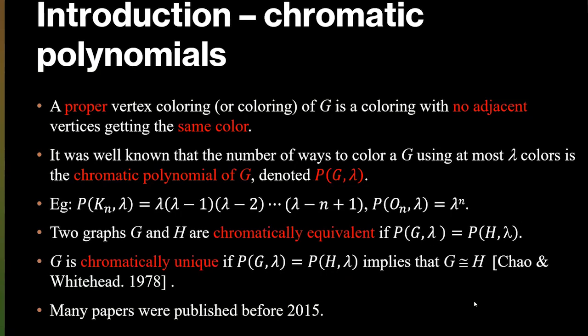We say two graphs are chromatically equivalent if they have the same chromatic polynomial. Back in 1978, Chao and Whitehead already introduced the concept of chromatically unique graph. G is chromatically unique if P(G) equal to P(H) implies that H is always isomorphic to G. Before 2015, we have many papers published in this area, but after 2015, very few papers are available actually.